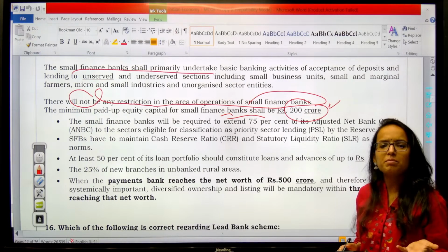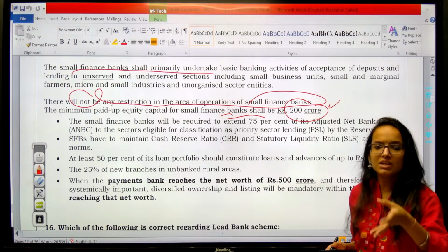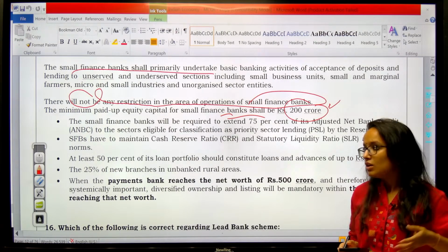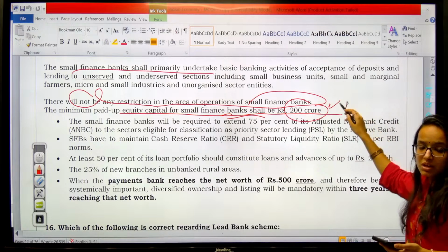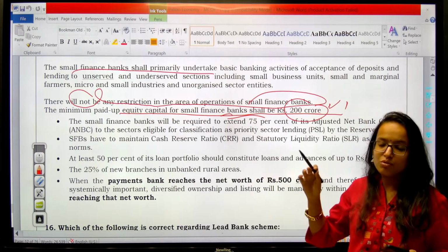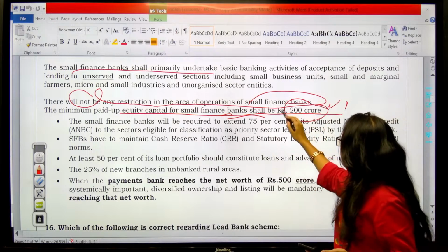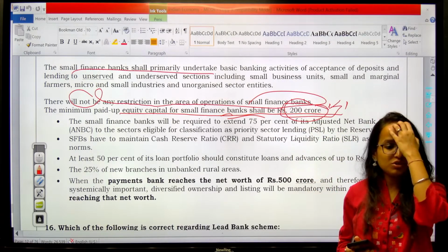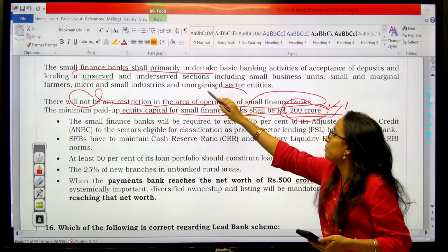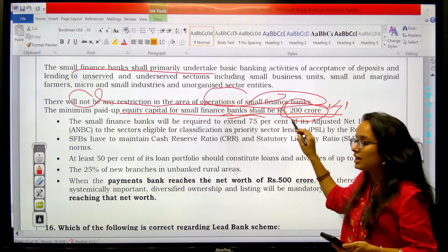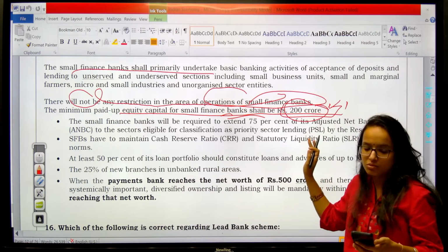Okay, what is paid up equity capital? It is the total amount which the shareholders give you in the initial issuances, right? So the minimum paid up equity capital for a small finance bank has to be 200 crore rupees. Clear? So this is your SFB. You should remember, no restriction in the operation of small finance banks. It's just that the minimum paid up equity capital has to be at least rupees 200 crores.